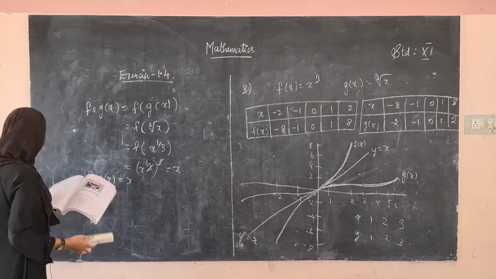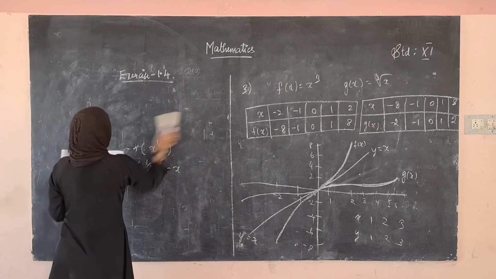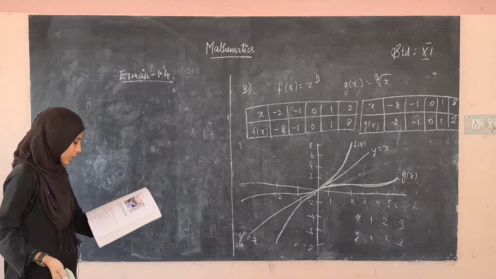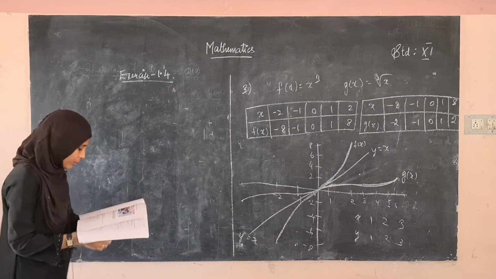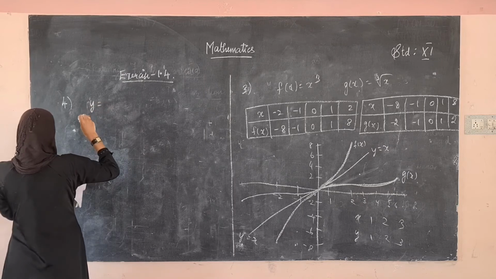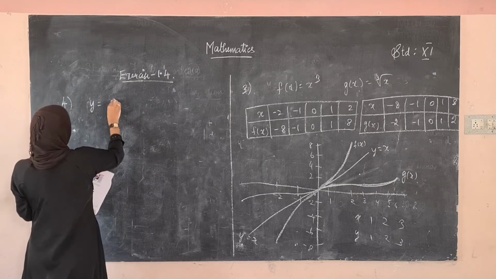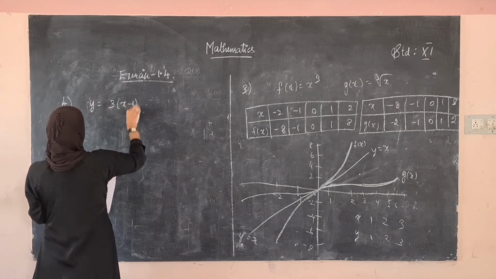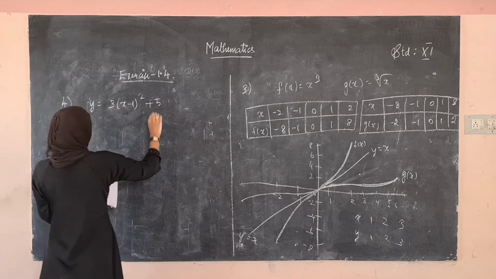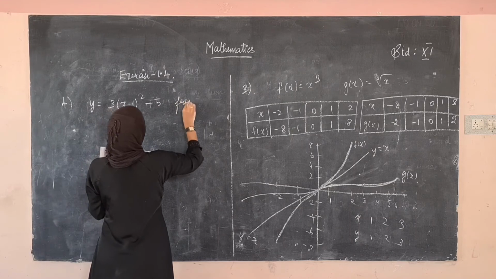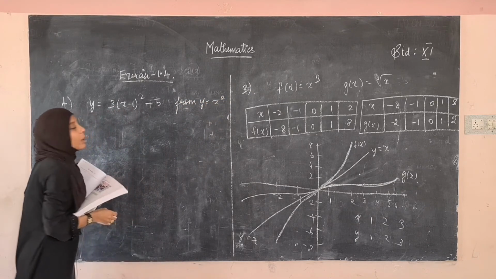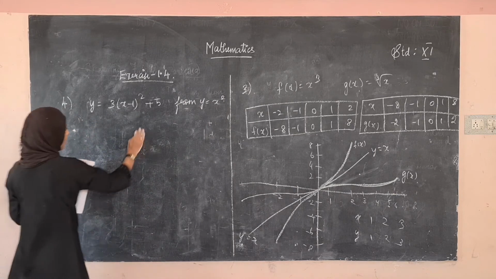Okay. Now the fourth question. So what's the first question? Write the steps to obtain the graph of the function y is equal to 3 into x minus 1 the whole square plus 5 from y is equal to x squared. Okay, we are going to write these steps. Write the steps alone.